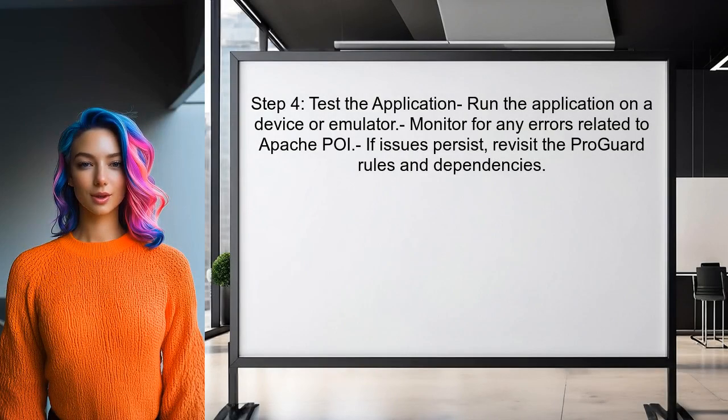Finally, the user should test the application after making these adjustments. Running the app will help identify if the changes resolve the issue with the Apache POI library.